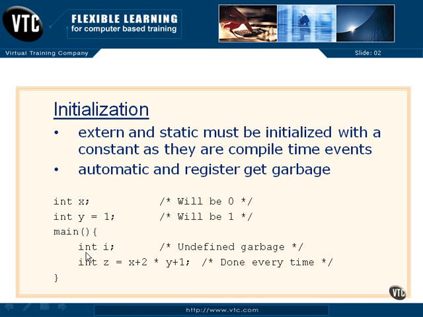Down in here, this is an automatic called i. Since we didn't initialize it, it will be undefined garbage because it is on the stack and we don't know what's right there at the top of the stack where this thing is going. And here we have another integer z, and we're allowed to do this. We can say x plus 2, which we know is 0, so that'll be 2, times y plus 1, which is 1, and we'll also have another one added to it, so that's 2 times 2. So z has 4 in it, and this will be done as one of the first statements of main's functioning.